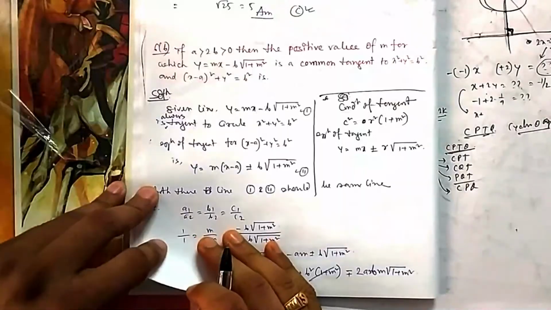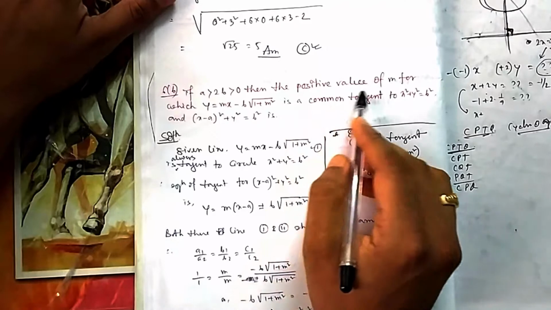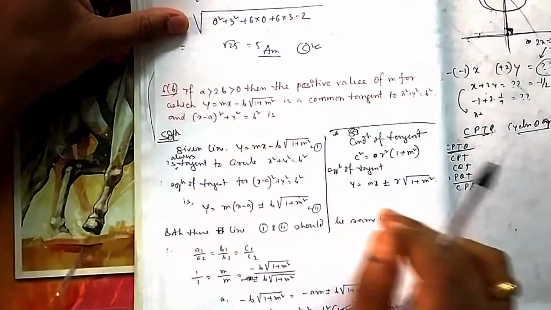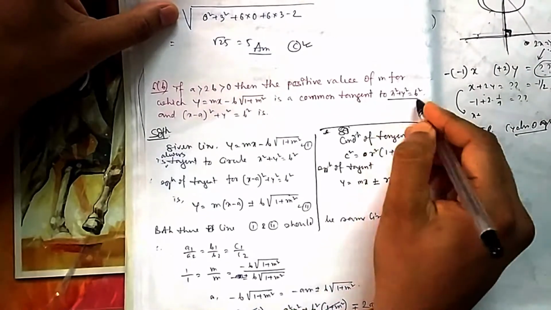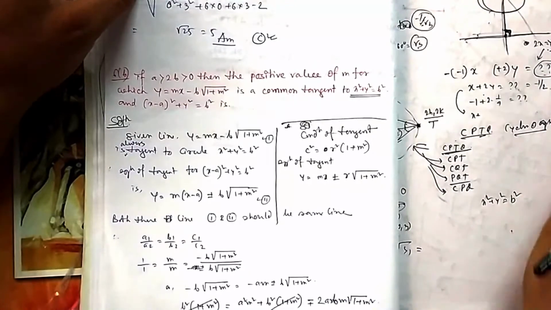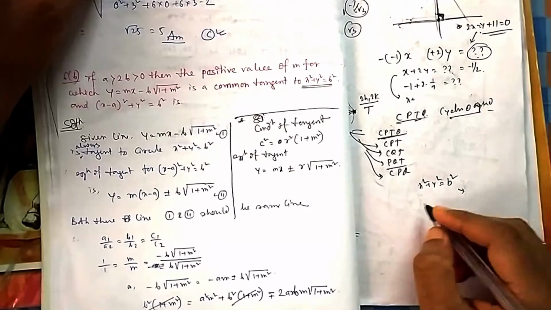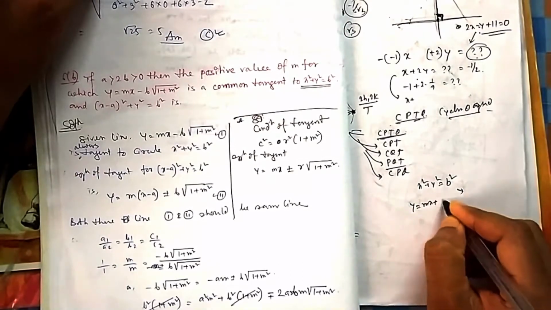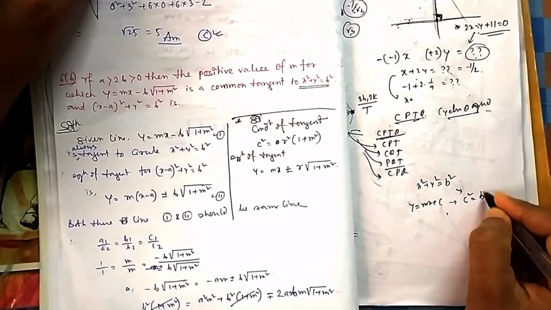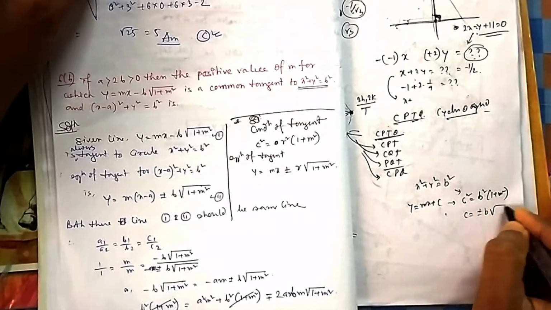Now if you come to question number 6b, if a is greater than 2b, then the positive value of m for which this is a common tangent to both of these circles. For this circle, you know a formula. What is the formula for a common tangent? For a straight line y equal to mx plus c to be tangent to this one, c square should be equal to a square, where a is here b, times 1 plus m square. Or c should be equal to plus or minus b under root 1 plus m square.